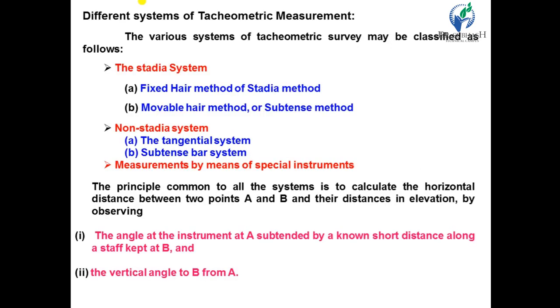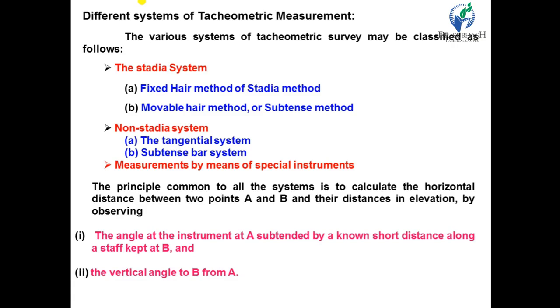Now we are moving to the different systems of tachometry measurement. The various systems of tachometric survey may be classified as follows. The stadia system consists of two sub-methods: one is the fixed hair and another is the movable hair method. The fixed hair method is also called the stadia method, and the movable hair method is also called the subtense method.